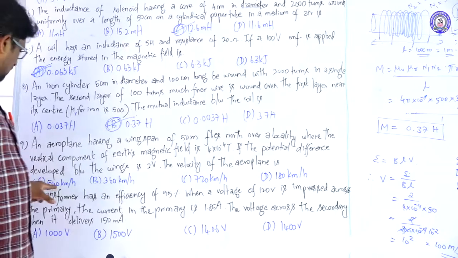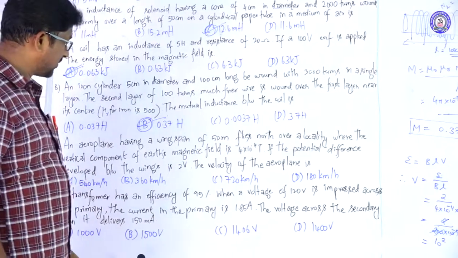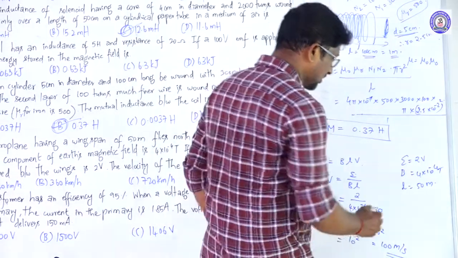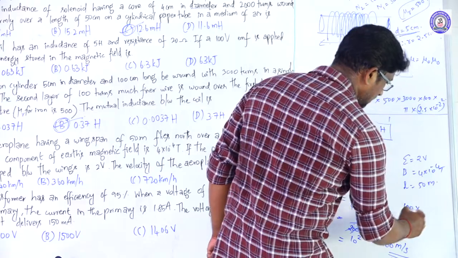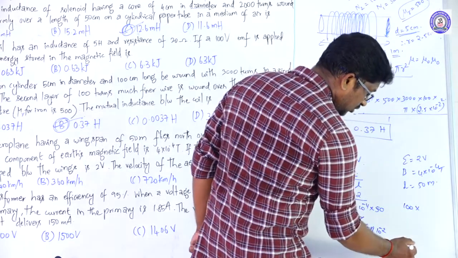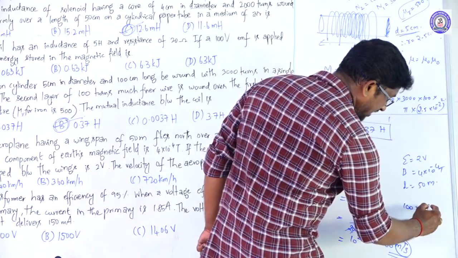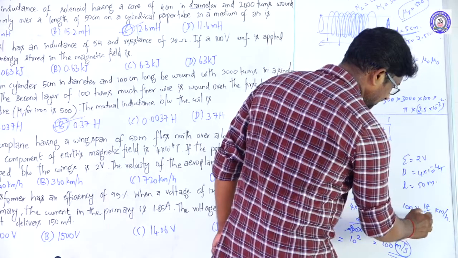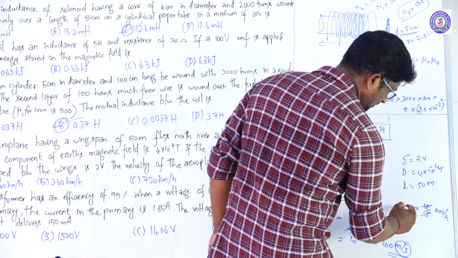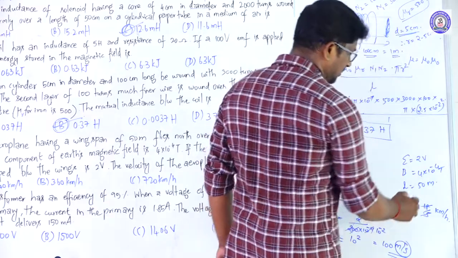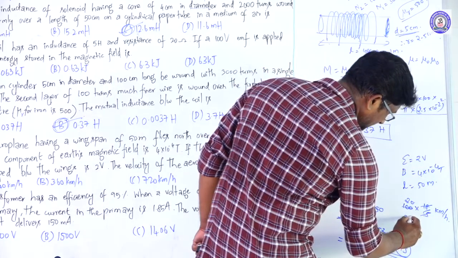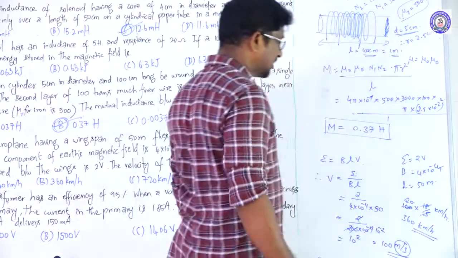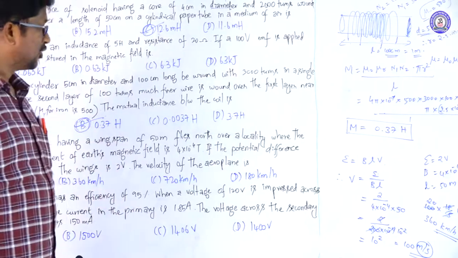But in the options, all the options are in terms of kilometer per hour. So we need to convert meter per second into kilometer per hour. So 1 meter per second is equal to 18 divided by 5 kilometer per hour. 20 into 18, 360 kilometer per hour. 100 meter per second is 360 kilometer per hour.